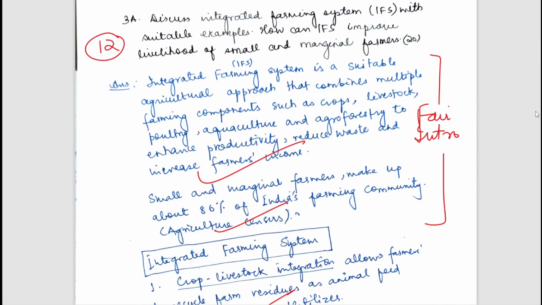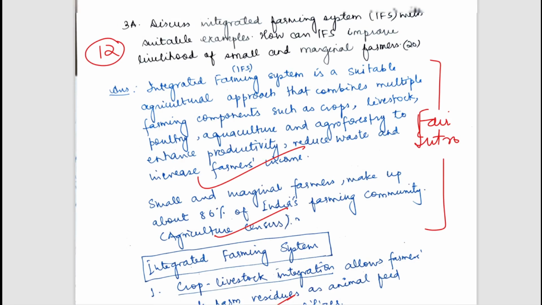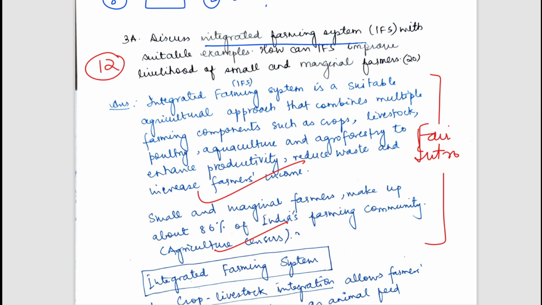The next question which the student attempted is question number 3. We all know that we have 8 questions. That is 1 to 4 in section A and 5 to 8 in section B. And question 1 and 5 are compulsory, and at least one more question has to be attempted in both of the sections, and we have to attempt 5 questions in total. So you all know the pattern that has been followed in the full tests. Okay, so the question is, discuss integrated farming system with suitable examples, and how integrated farming system can improve livelihood of small and marginal farmers.